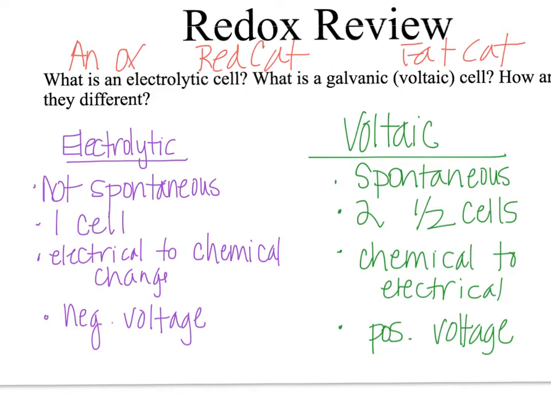A voltaic cell has two half cells, so each half reaction is going on in its own cell, or if we were to do it in the lab, in its own beaker. With the electrolytic, because we are supplying the battery source, it takes electrical energy and makes a chemical change out of it. Or in the case of the penny, we did a physical change. Then a voltaic cell goes from chemical change to electrical. An electrolytic cell has a negative voltage, and a voltaic cell will produce a positive voltage.